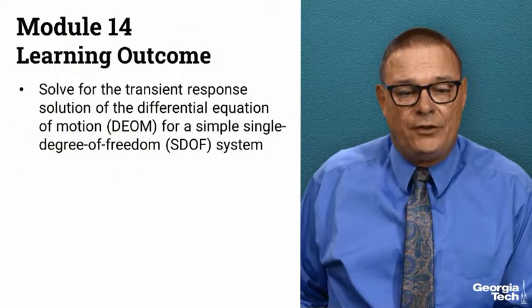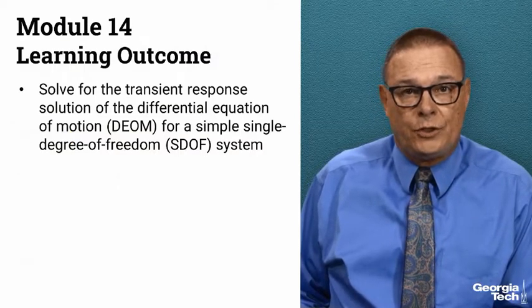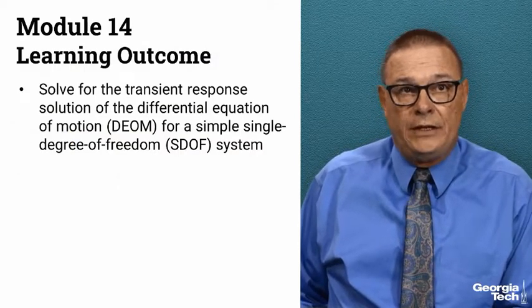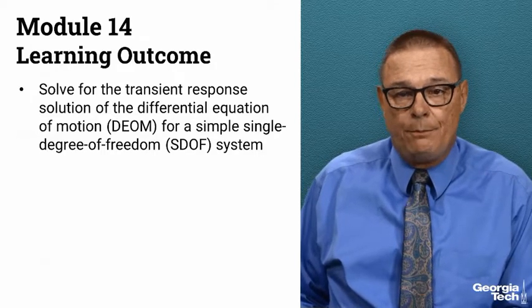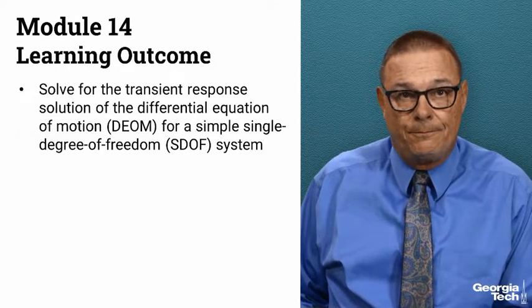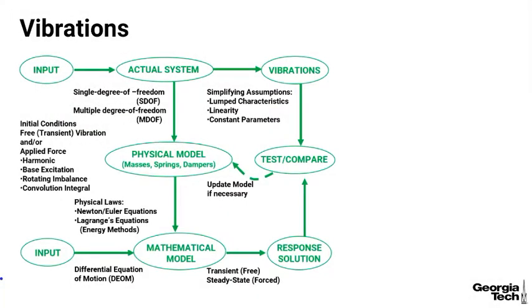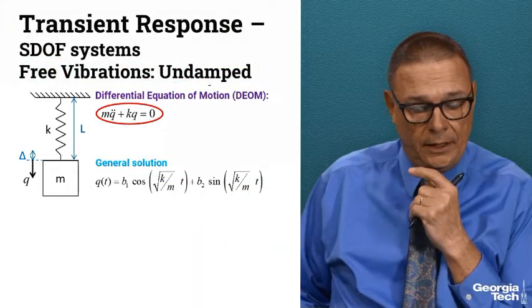Today's learning outcome is to solve for the transient response solution to the differential equation of motion for a simple single degree of freedom system. And so we're down here. We've got the mathematical model of our system, and we're looking for the solution, the transient, or what's called the free solution to the system. It has no forces attached to it or being applied to it. And so here's where we had left off.